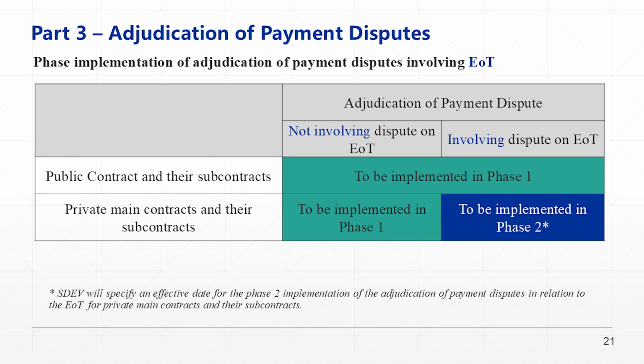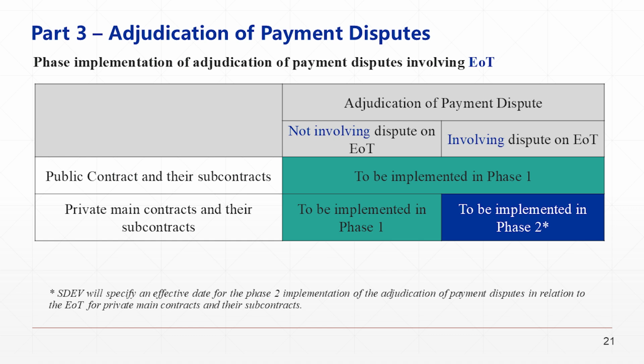Given that adjudication is a new mechanism for resolving payment disputes in the construction industry, and it takes time to train up an adequate number of experienced adjudicators, adjudication of payment disputes involving EOT will be implemented for construction contracts procured by public organizations only, that is the government and specified bodies in Schedule 3, in the first phase of implementation, after consultation with the task force.